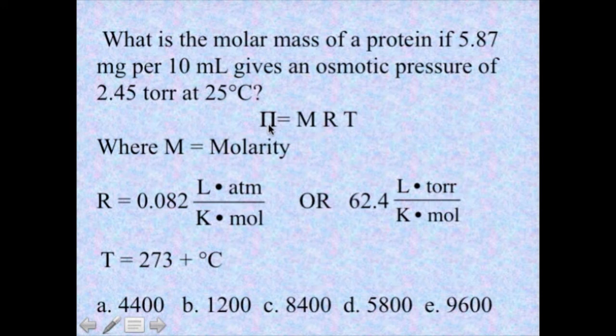So the equation is pi, which is the osmotic pressure, equals MRT, where M is molarity, that's moles of solute per liter of solution, not molality. R can either be 0.082 if the pressure is expressed in atmospheres, or 62.4 if the pressure is given in torr. And of course, temperature is the absolute temperature, 273 plus degrees Celsius. So pause your playback, try to get the answer, and then on the next slide we'll show you my answer.